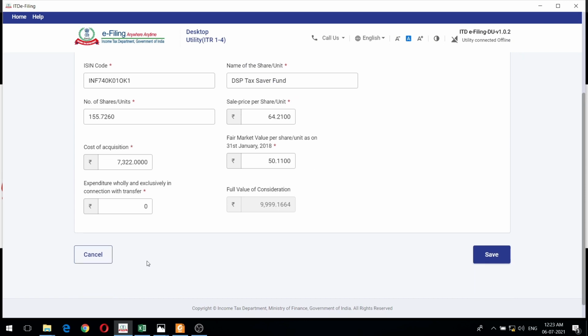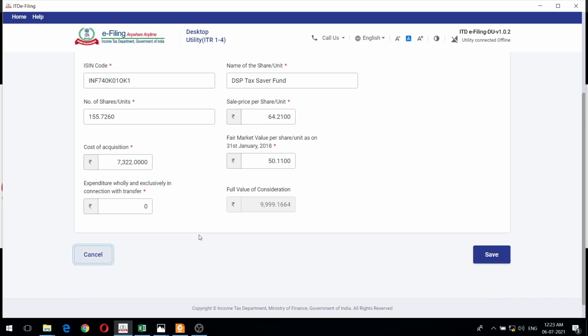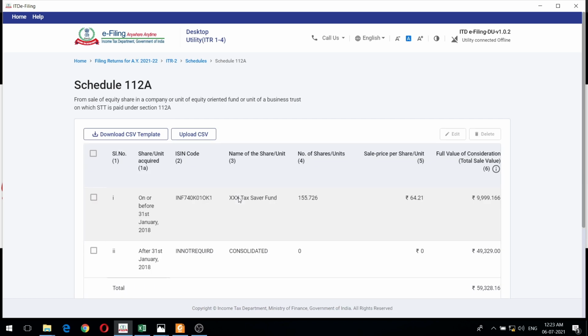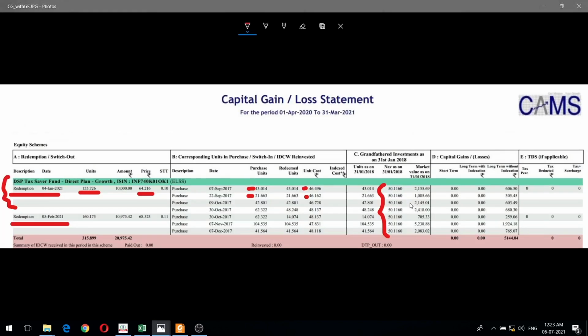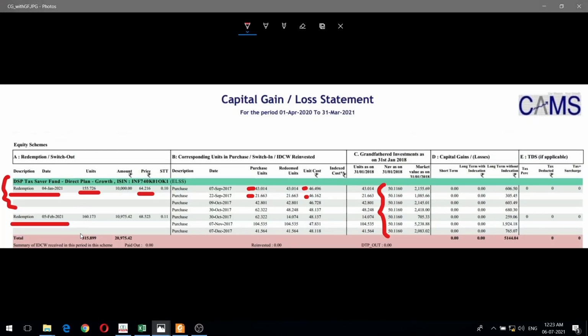If there are two schemes and each scheme has two redemptions, then you have to make four entries. Like this one is one entry, you have to make four. So as per our example, for this scheme I have two redemptions, so I have to make two entries. One entry is here, and similarly I have to make another entry. Then this scheme is complete.